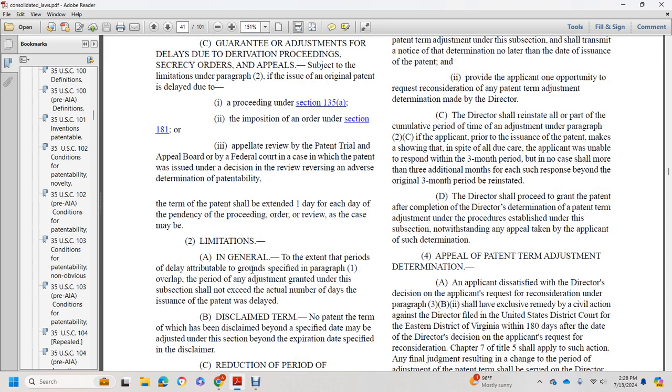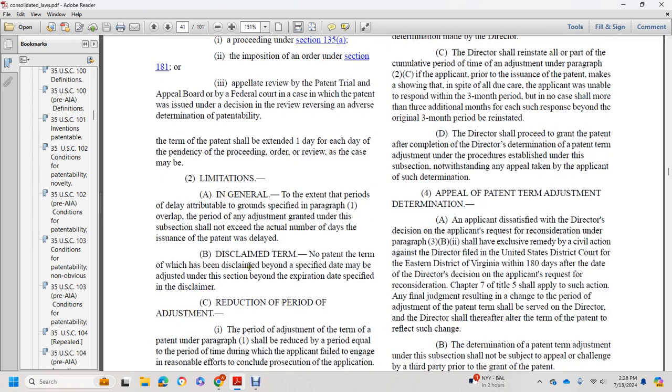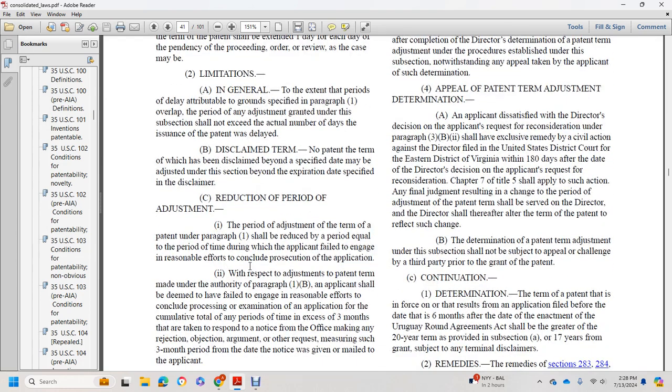2. Limitations. A. In general, to the extent that periods of delay attributable to the grounds specified in paragraph 1 overlap, the period of any adjustment granted under this subsection shall not exceed the actual number of days the issuance of the patent was delayed. B. Disclaimed term: no patent, the term of which has been disclaimed beyond a specified date, may be adjusted beyond the expiration date specified in the disclaimer.